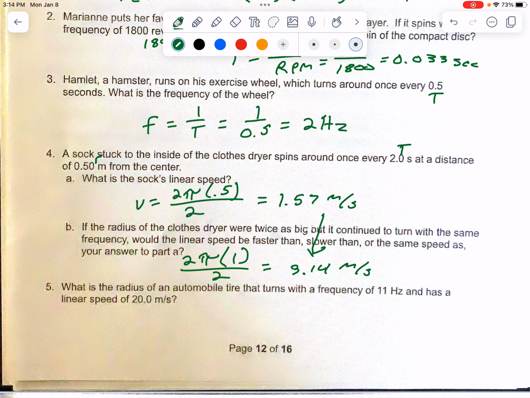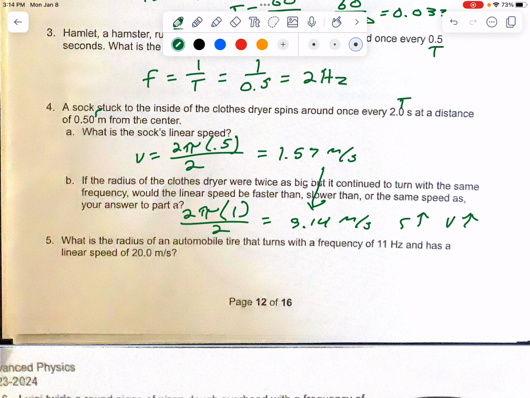So if you increase the radius, you're going to increase the velocity, because if you're covering more and more ground in the exact same amount of time, your velocity has to be faster. Okay, so if radius goes up, velocity has to go up as well.